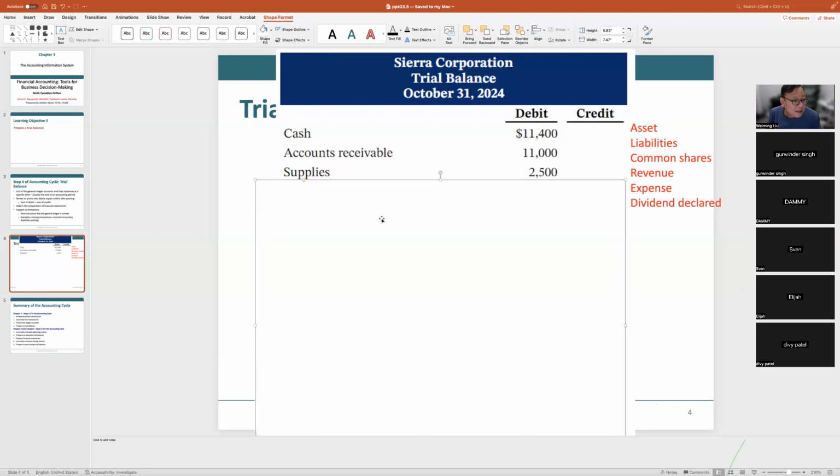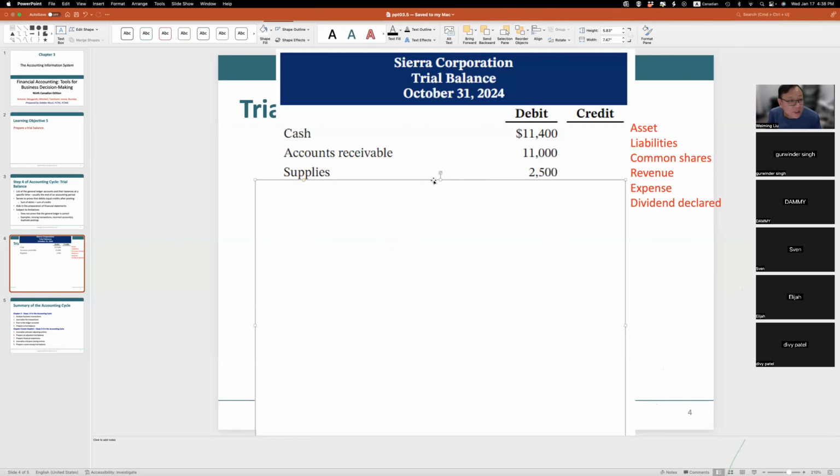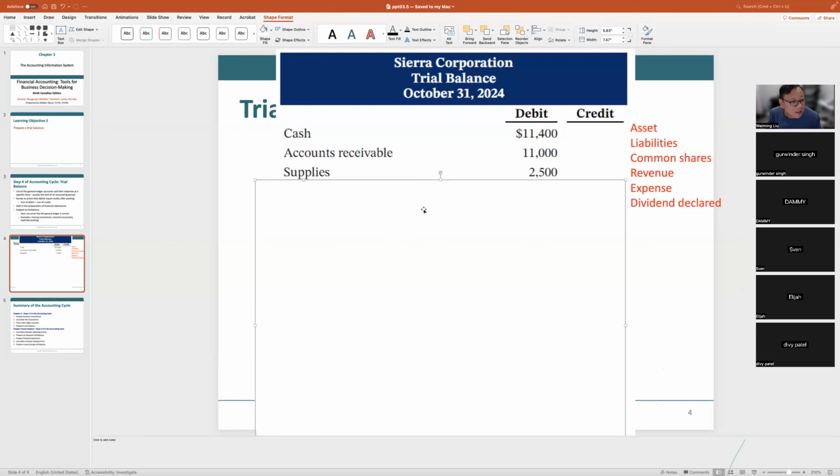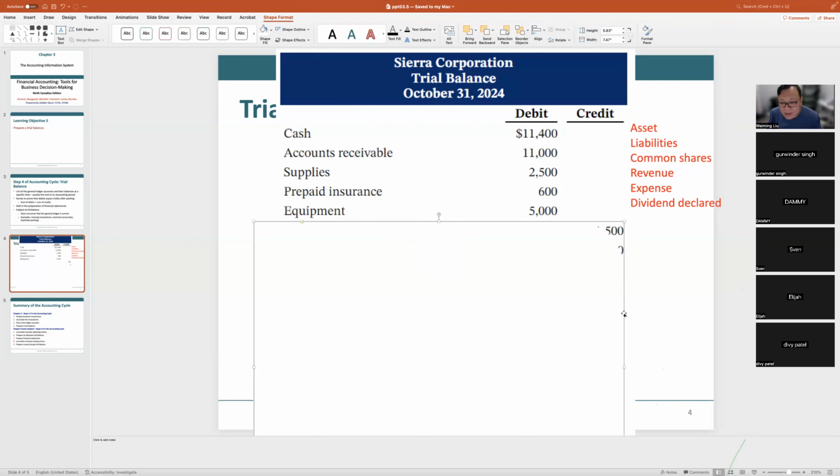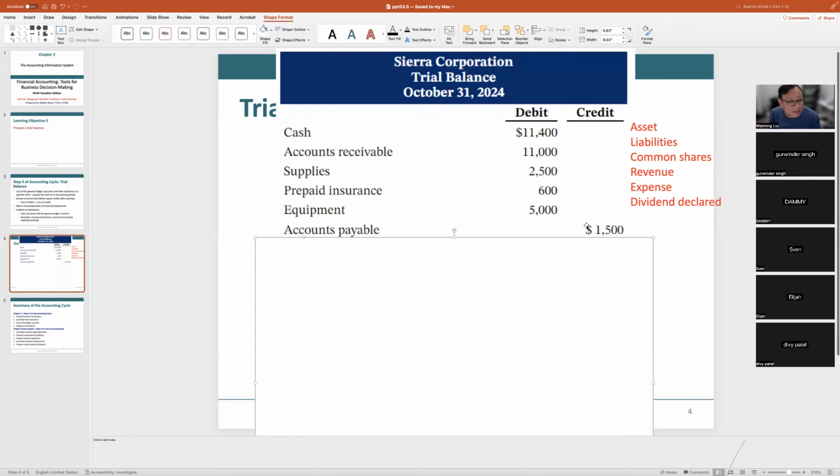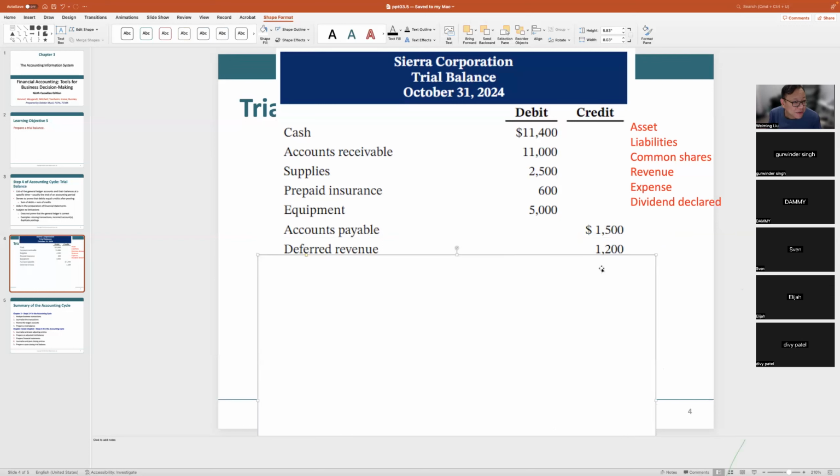Supplies. What is this? Assets, very good. Prepaid insurance, asset. Equipment, asset. Accounts payable. Now they have a normal credit balance here. Liability, very good. Deferred revenue.